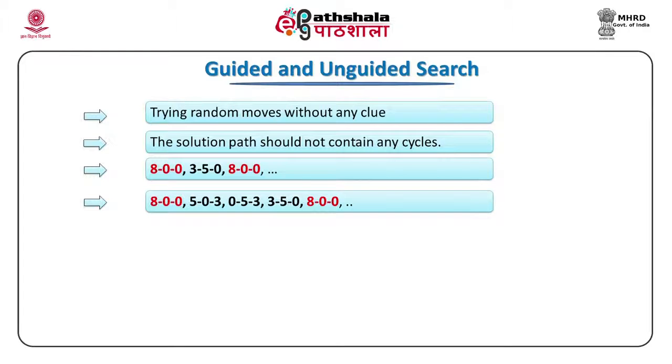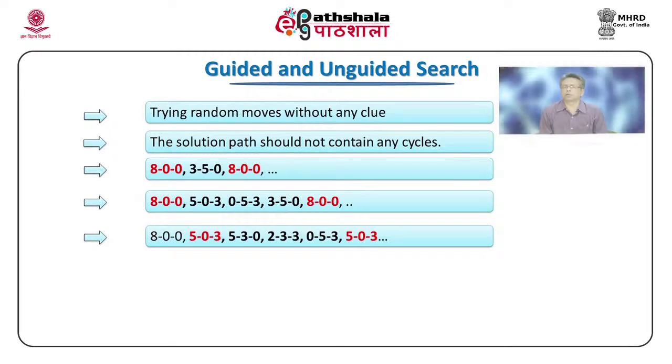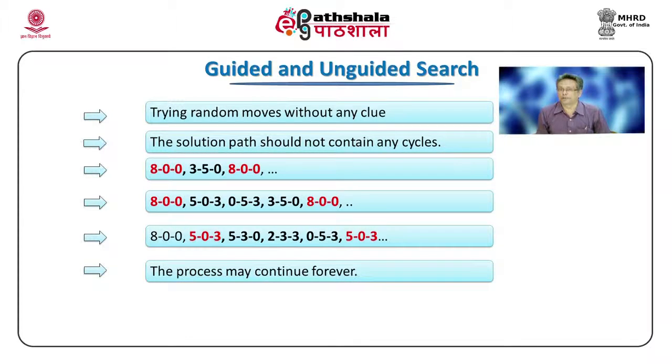And there are two other examples. You can see 800, 503, 053, 350, 800. Now this is something which you should try to avoid. You can see that in the third one also you have a cycle. Why do we want to avoid cycles? Let me repeat, we do not want to continue in circles; we want to move further.